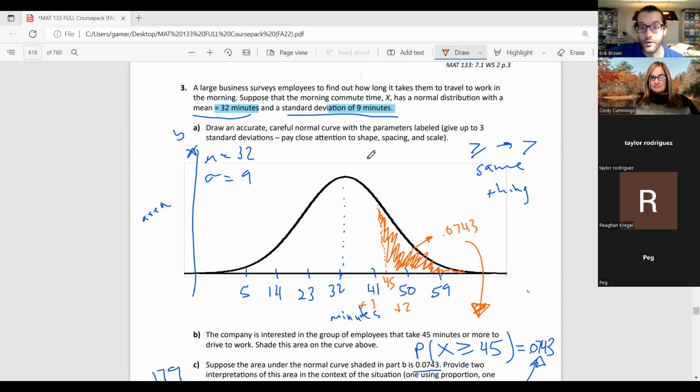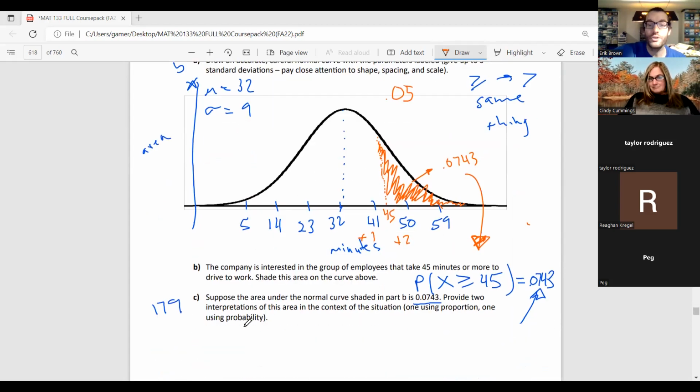If we thought about area, it has to be a probability less than 0.05, and here it's a 7.43% chance of being above 45. So you had the right thinking, Taylor, in terms of how to determine if it's unusual. Just make sure you're checking: is it above the 2 standard deviations, or is the area probability less than 0.05.